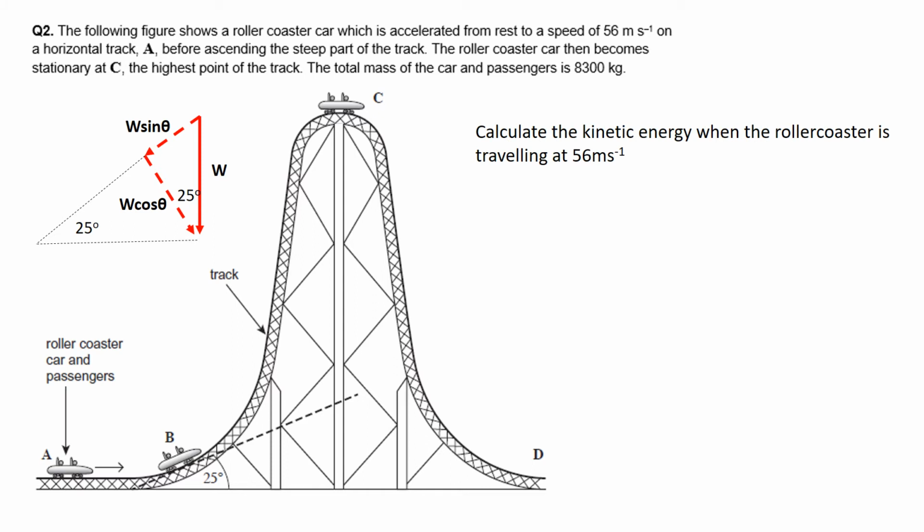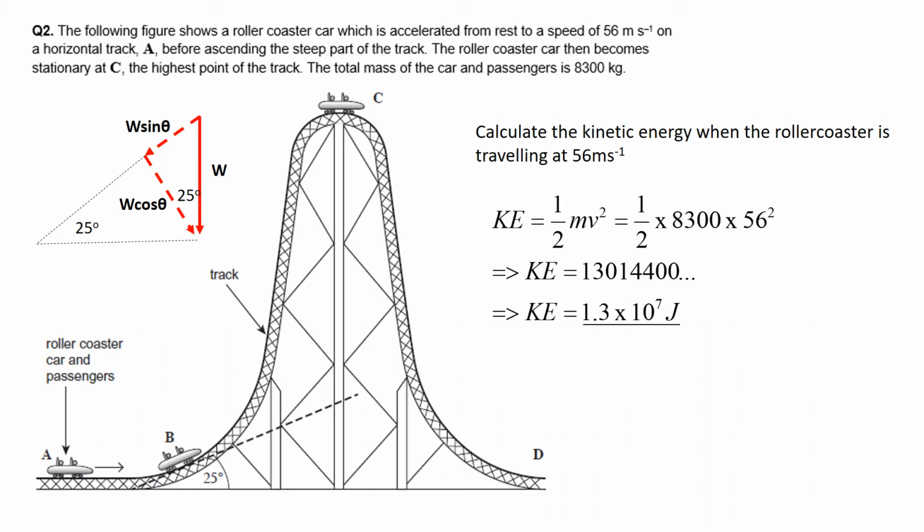The next part wants us to calculate the kinetic energy when we've got a speed of 56 meters per second. Again, very straightforward. You're given in a formula booklet the equation for kinetic energy, so there is no excuse for getting this question wrong. Our speed is given to 2 significant figures, so we should give our answer to 2 significant figures, and a number that big should definitely be in standard form. Okay, so we know the initial kinetic energy.